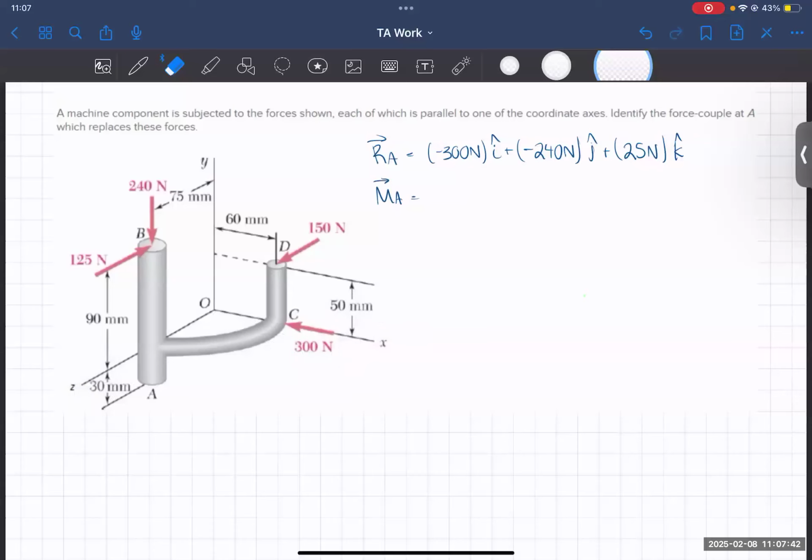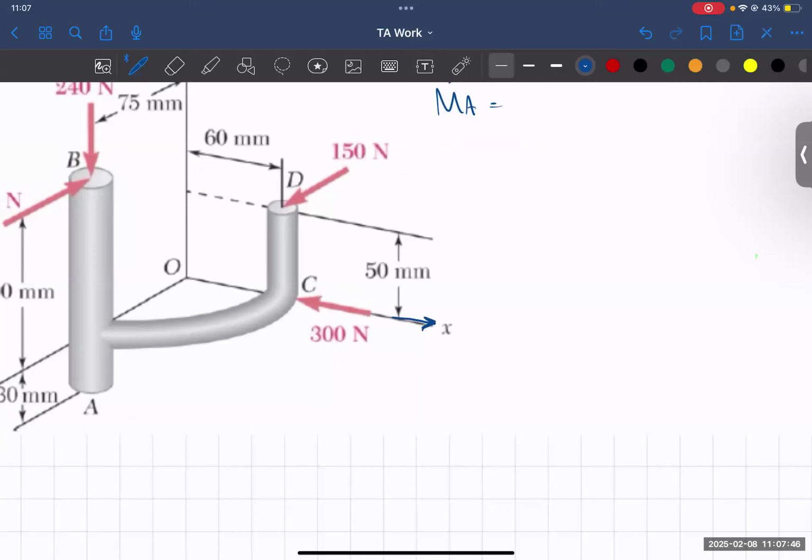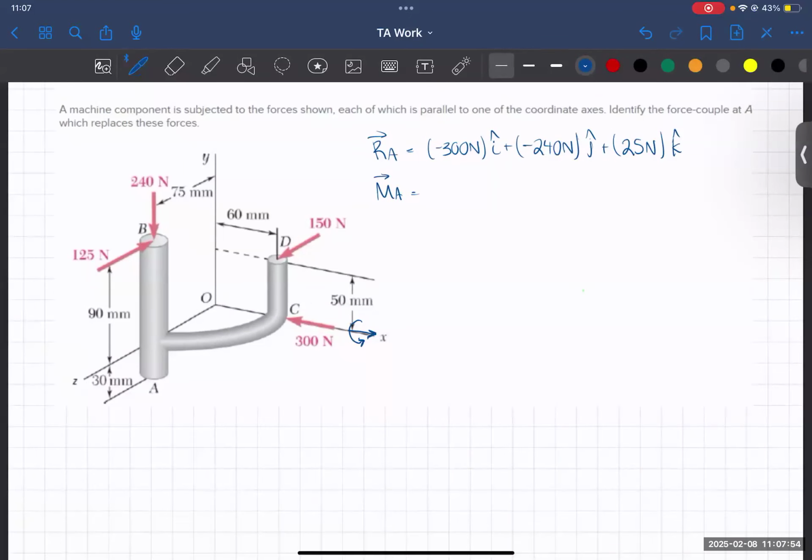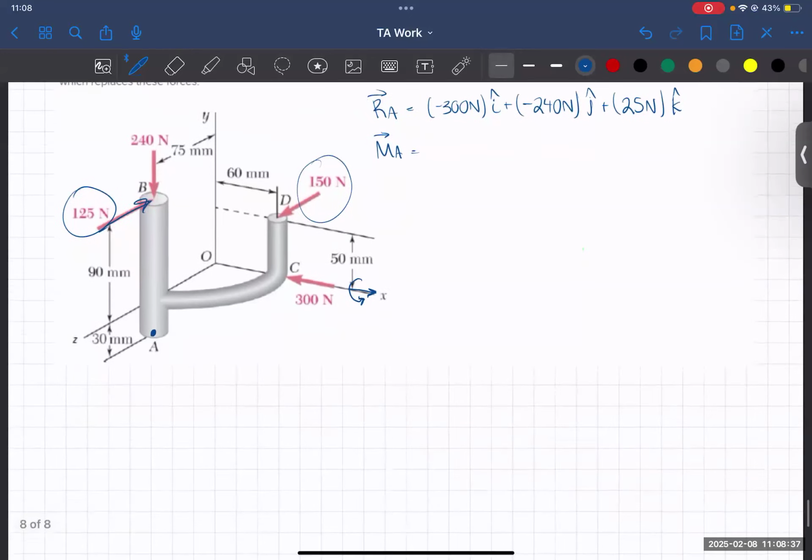Now for the moments, the positive convention is put your thumb along the axis of interest, and then you curve your fingers around it. So this is positive for the x direction. So we've got to see which forces generate a moment in that direction or just in the negative direction as well. So the forces that do generate moment will be this one, 150. But remember, we have to do it about point A. So let's say this is point A. So we'll generate a moment. In this case, it will be the 120. So it's this 125 that generates one, and then also the 150. So this 150, the perpendicular distance, this is the distance.